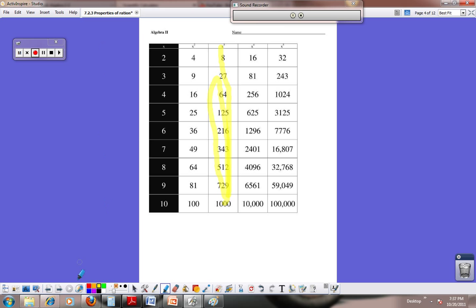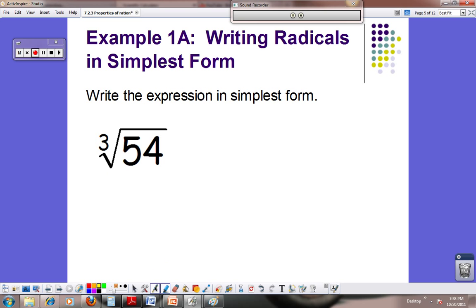So I know that I can actually take the cube root of 54, and I can break this up into the cube root of 27 times the cube root of 2.